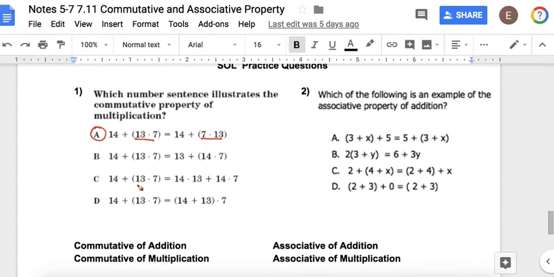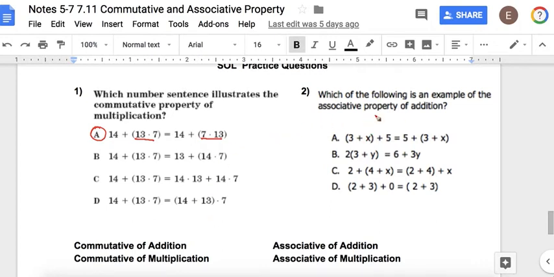C took the 14 and multiplied by the 13 and the 7. This isn't even a property. If the plus sign wasn't there, then it would be a property, but because it is, it's not a property. And here, the parentheses moved, but it's not all addition or multiplication, so this cannot be the commutative of multiplication. It can't even be associative either, even though the parentheses moved, because it's not all addition or multiplication.